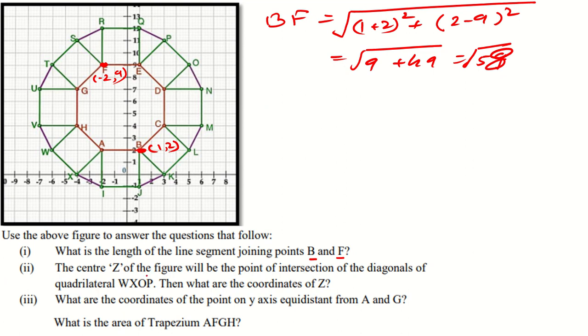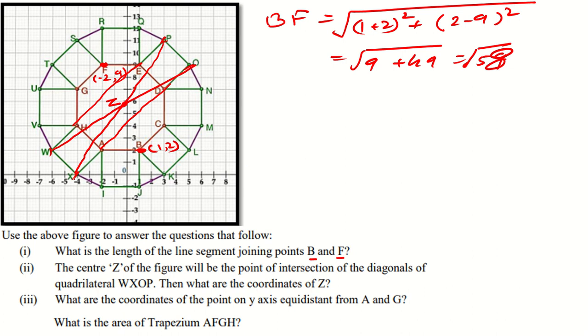Next, the center Z of the figure will be the point of intersection of the diagonals of the quadrilateral WXOP. Now where is that? W here, X here, O where, P here. If you join them like this, it looks like a rectangle. They say the center Z of the figure will be at the point of intersection. So if you join the diagonals like this and then like this, their point of intersection will be Z. We have to find the coordinates of this point Z. You see, this is just the midpoint of the diagonal.